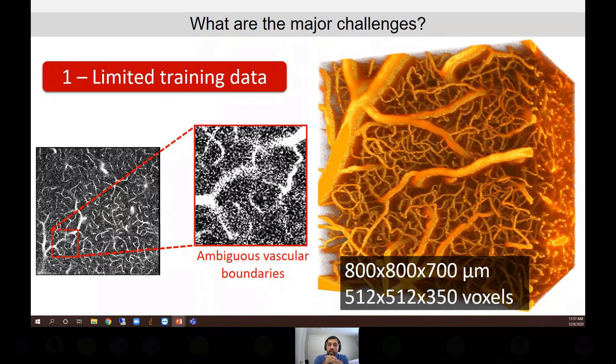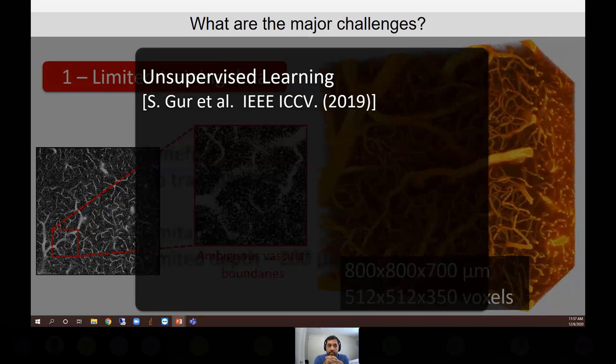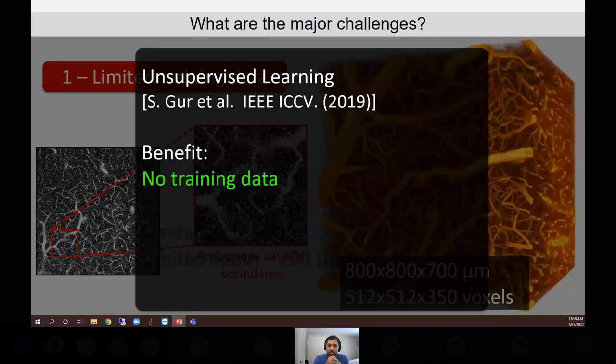And generally, we know that deep learning requires large amounts of training data. So we are limited by training data. Now, Pablo Blinder's group in Tel Aviv came up with this very nice work where they use unsupervised learning for the blood vessel segmentation task. And of course, the straightaway benefit is that you don't need any training data. So you are not then held back by the limited availability of training data.